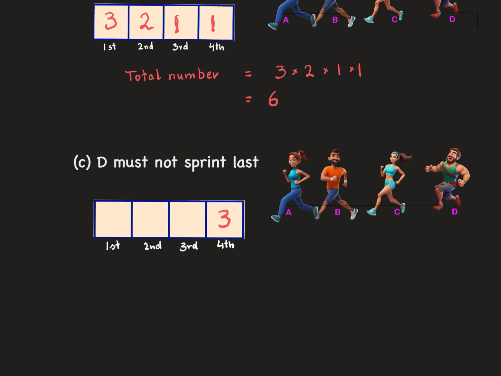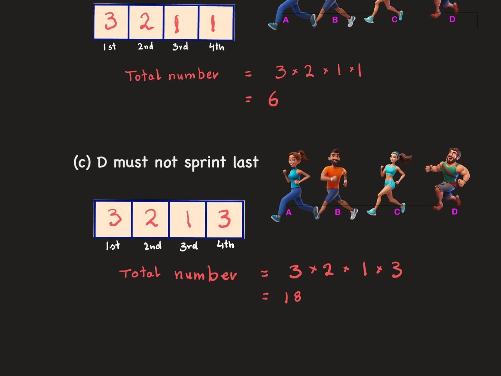So let's look at the first position. One position has already been taken, that's the 4th position, so we have only 3 sprinters to place. So the first position will be 3 sprinters. Now we've got 2 sprinters left. And lastly, there's only 1 sprinter. So therefore, using that product rule, the total number is 3 multiplied by 2 multiplied by 1 multiplied by 3. And this gives us 18.